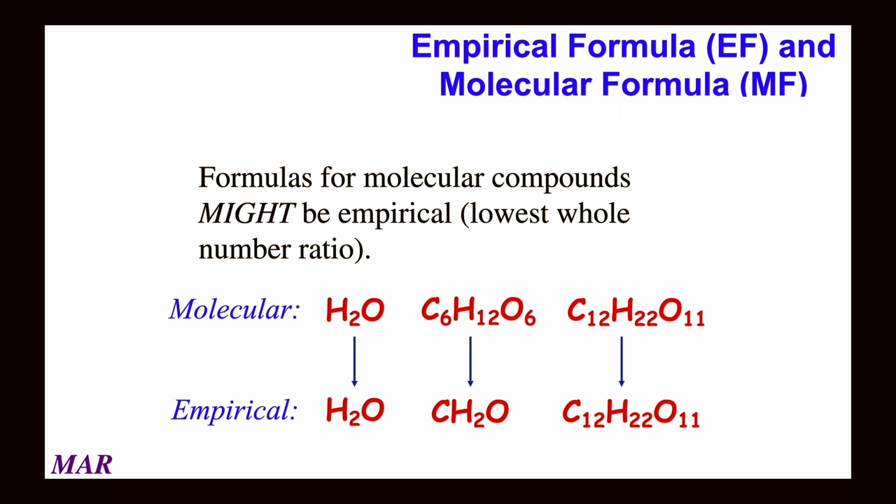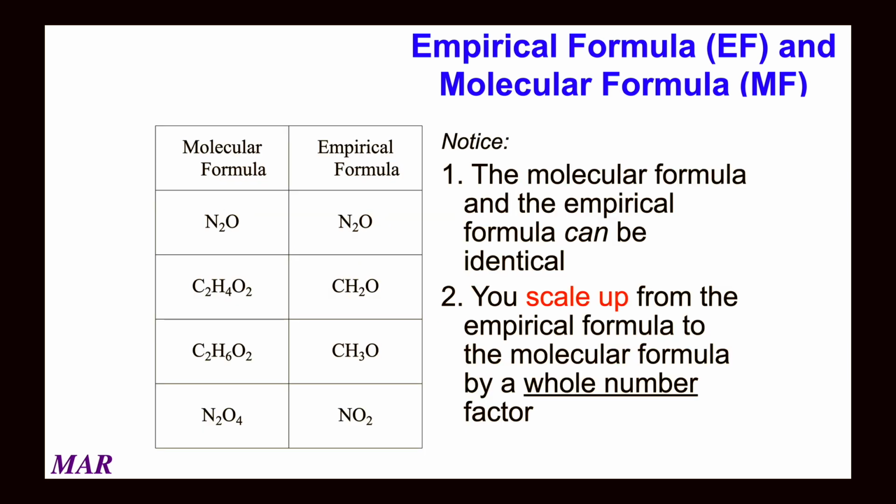However, C12H22O11 is another type of sugar, and you can't break this one down into smaller numbers without getting into fractions. So the empirical and the molecular formula for this one are the same, like water. So some molecules have different empirical and molecular formulas, and some of them have the same. It happens both ways. Here are some more examples.